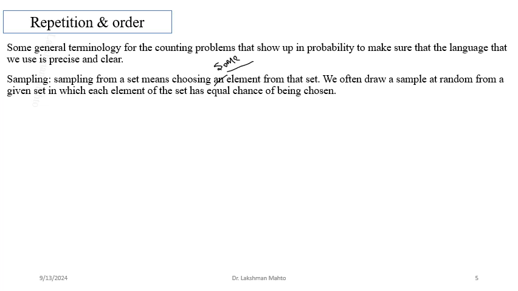We often draw a sample at random from a given set. The word at random means that if you are planning to form a group, everyone has an equal chance to be included in that group. At random means uniform law. So everyone has an equal chance of being included in that sample, and that sample we call a random sample. If nothing is mentioned, by default you can call it a random sample. So when we say sampling, it is random sampling, meaning everyone has an equal chance of being included.